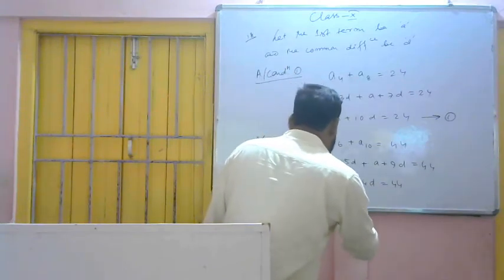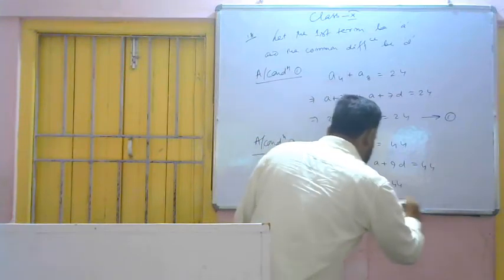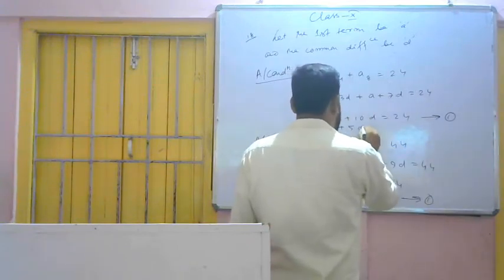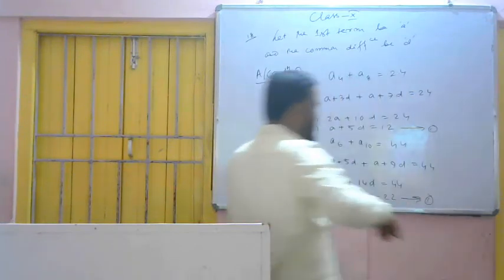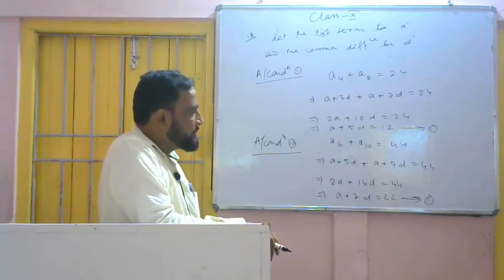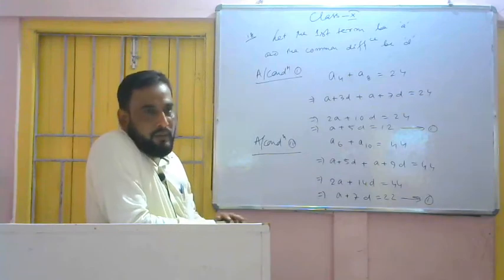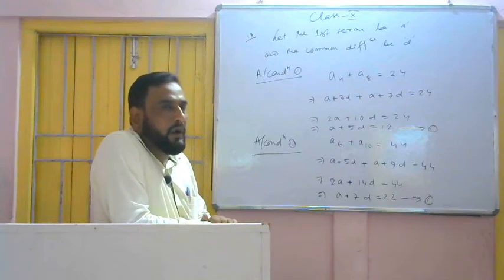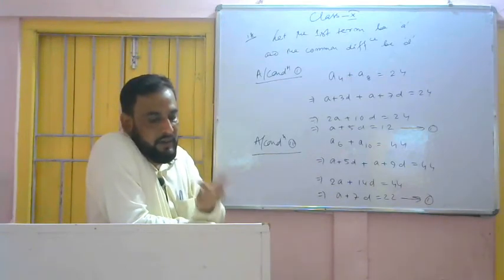Taking A common, A plus 7D is equal to 22, equation number 1. Here also take common, A plus 5D is equal to 12, equation number 2. Now by equating equation number 1 and 2, you can find out the value of A and D, and then you can easily find the first 3 terms, or you can find the first 30 terms also.